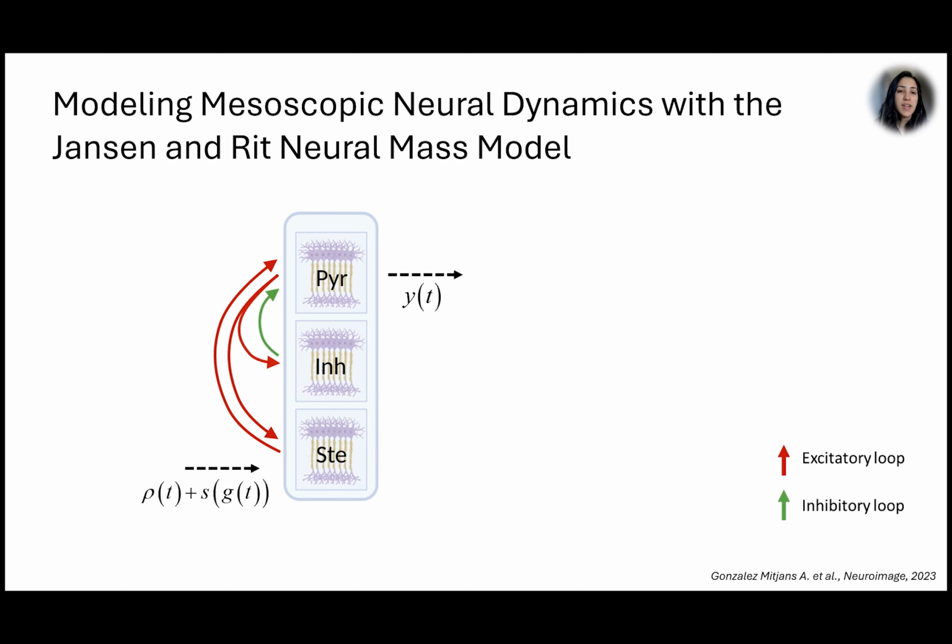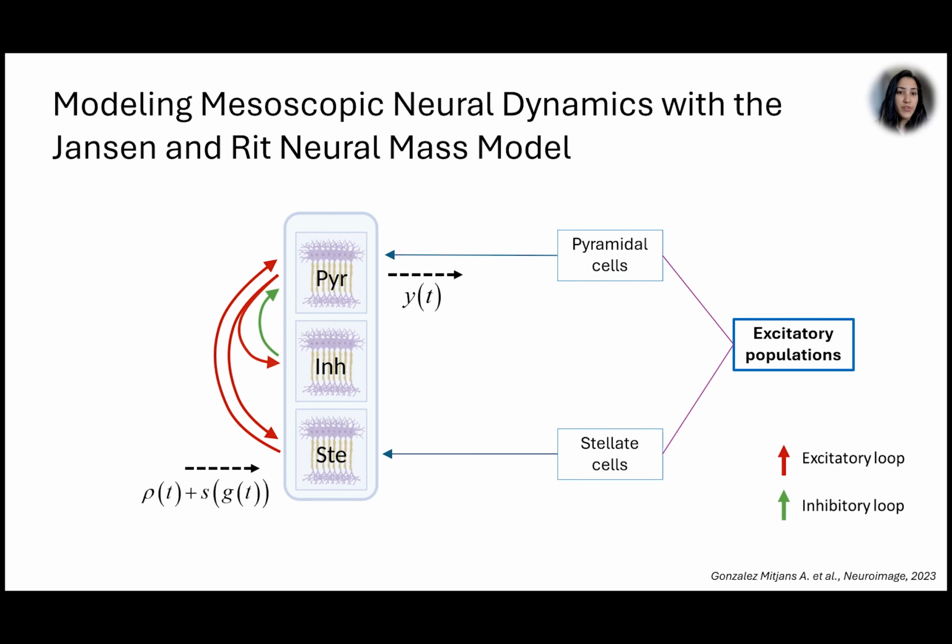The Jansen and Rit cortical column model, also known as the Jansen and Rit neural mass model, is a mathematical model that describes the dynamics of a cortical column at the mesoscopic level. It aims to capture the essential characteristics of neuronal activity within a cortical column, particularly in relation to the generation of alpha rhythm observed in the EEG. The model consists of 3 populations of neurons that represent different brain regions and is based on the interaction between excitatory and inhibitory interneurons.